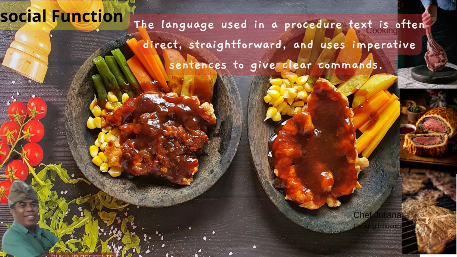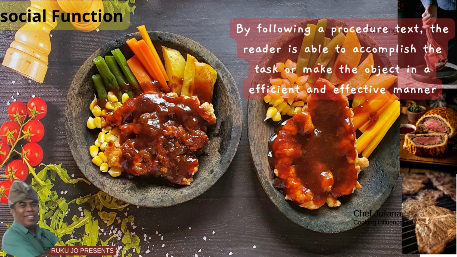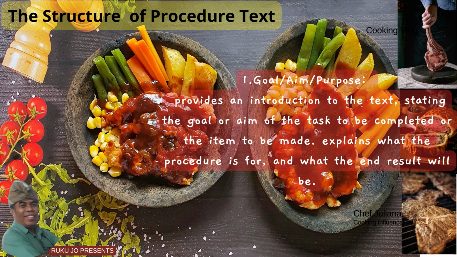The language used in a procedure text is often direct, straightforward, and uses imperative sentences to give clear commands. By following a procedure text, the reader is able to accomplish the task or make the object in an efficient and effective manner. We then move on to see the structure of procedure text. The generic structure of a procedure text typically consists of three main parts.